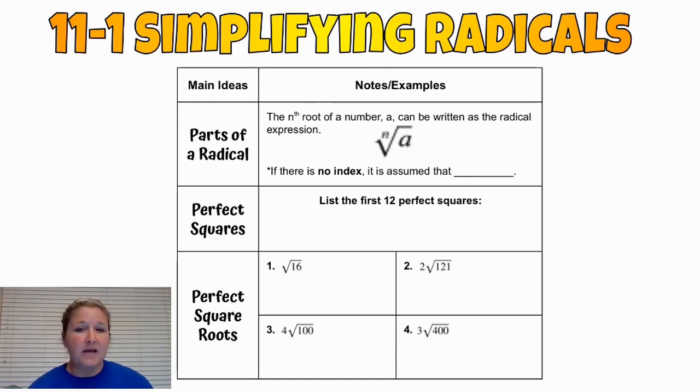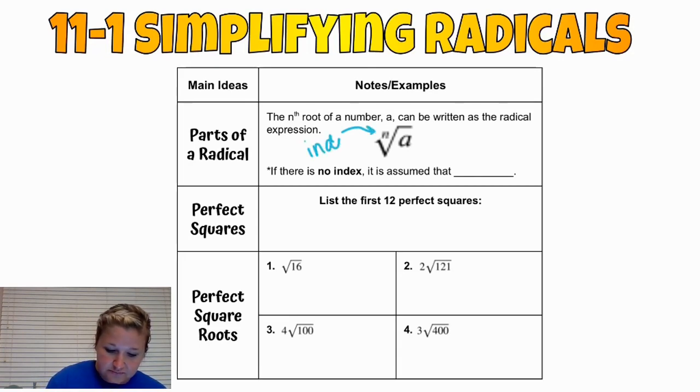So just a couple of things on some good vocabulary that we have going on here. Just to get this all understood, the nth root of a number a can be written as a radical expression, which almost looks like a little exponent on the square root of a. The n is considered to be the index.